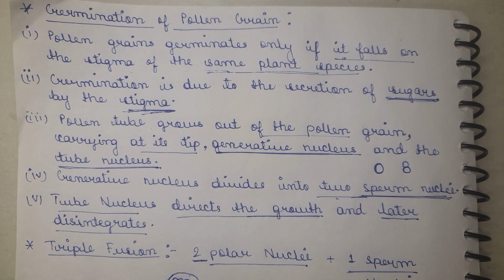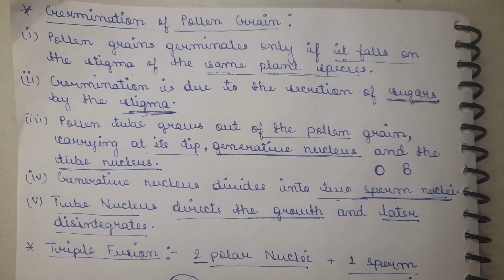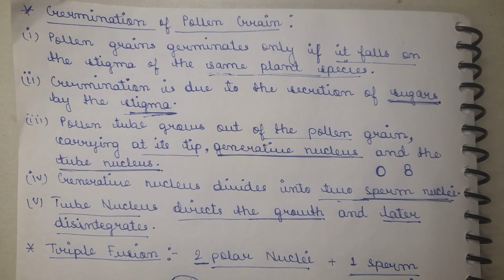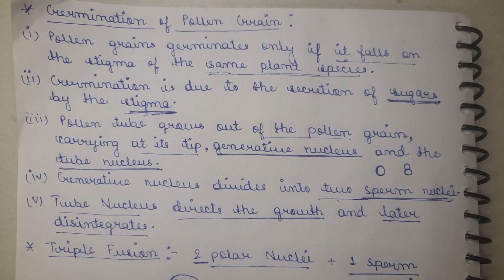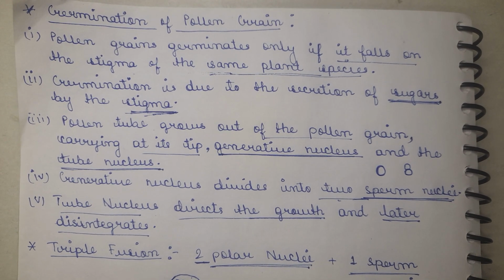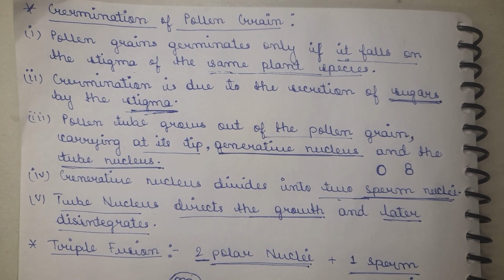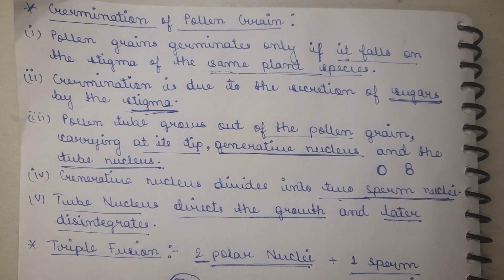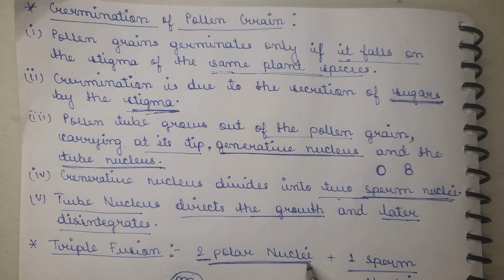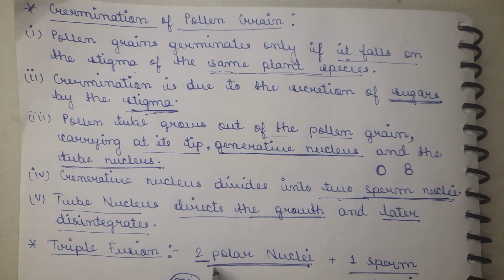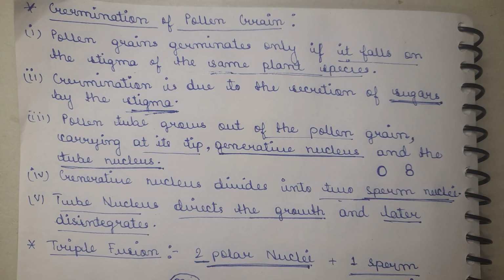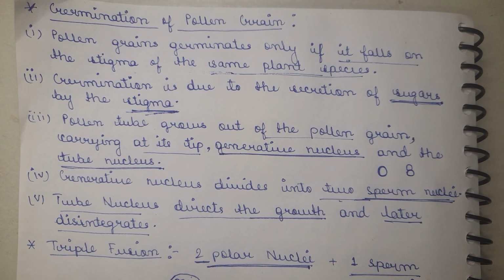Now the topic is triple fusion. Basically, triple fusion says that two polar nuclei fuse to form the secondary nucleus, and one sperm nucleus unites with the secondary nucleus. We need to understand that there are two polar nuclei at the center of the embryo sac. These two polar nuclei reunite first. Then, in the second process, they unite with one sperm nucleus to form what? To form the endosperm cells.